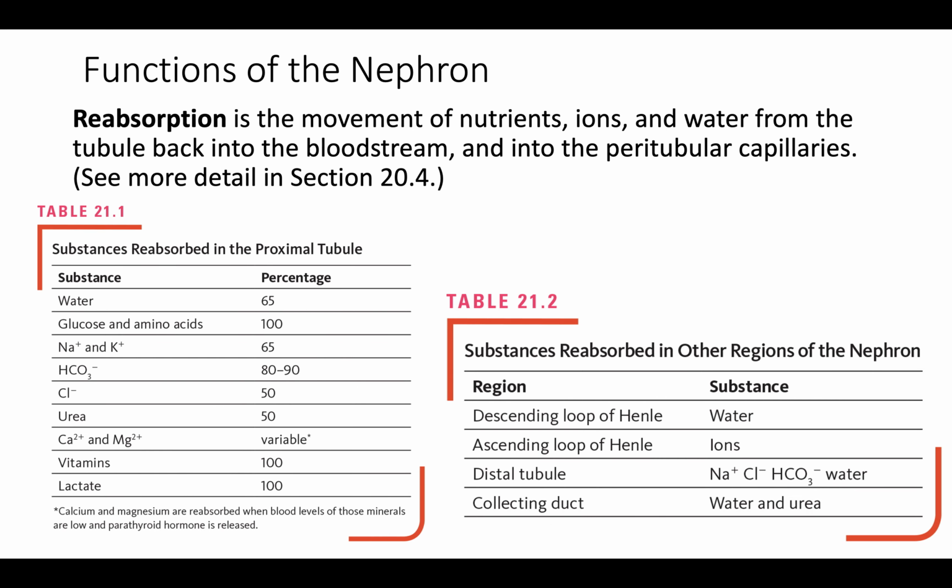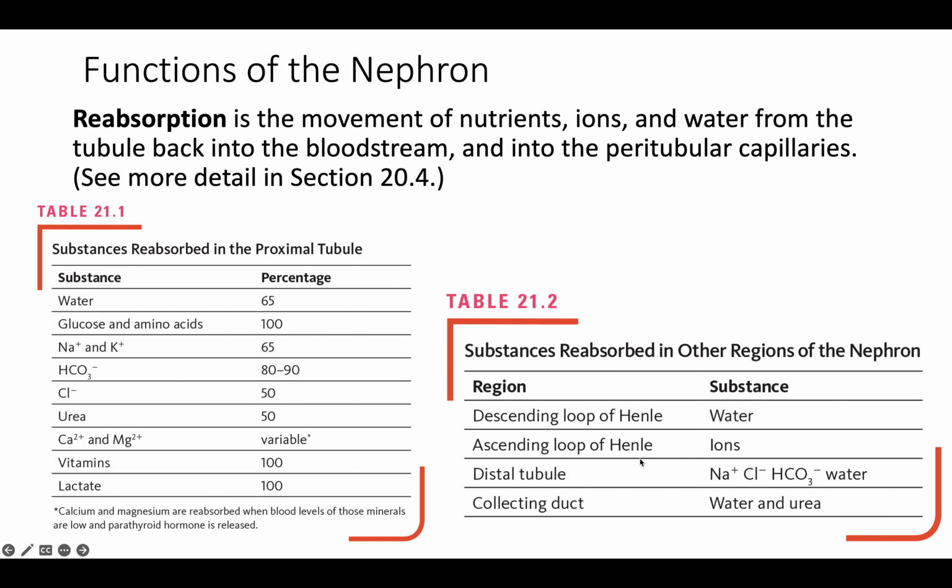All right, so as I mentioned, we're pushing things out, and then we're resorbing things back in. So certain things are going to come back into the bloodstream. Nutrients, ions, and water are all going to come back into the bloodstream in the peritubular capillaries. So this is talking about things that are going to be resorbed in the different regions. So in the proximal tubule, we're going to be resorbing water, glucose, amino acids, right? They provide proteins, or they are going to comprise the proteins. Sodium and potassium, bicarbonate, chloride, calcium, magnesium, urea, vitamins, lactate. These are all resorbed in the proximal tubule.